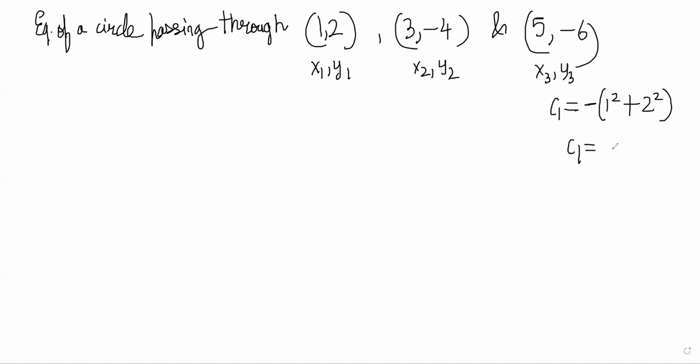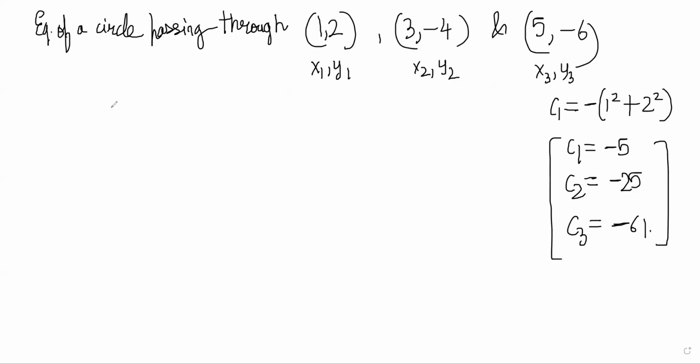So C1 is clearly minus 5. C2 is negative of 3 square plus minus 4 square. So negative of 25 it will be. And C3 will be negative of 25 plus 36. So that will be 61. So these are my C1, C2, C3.